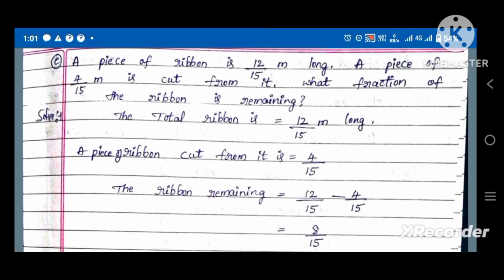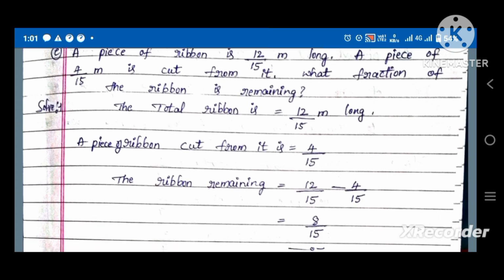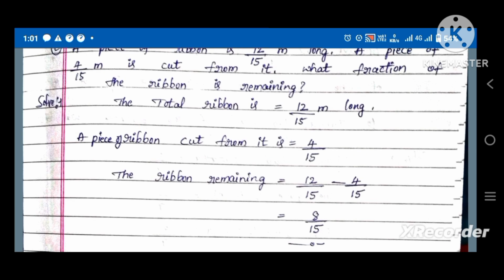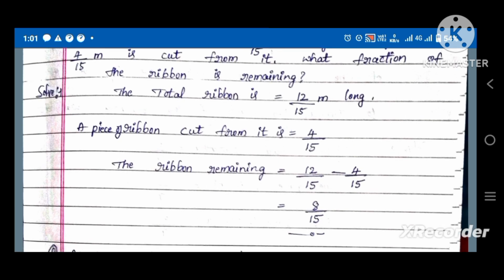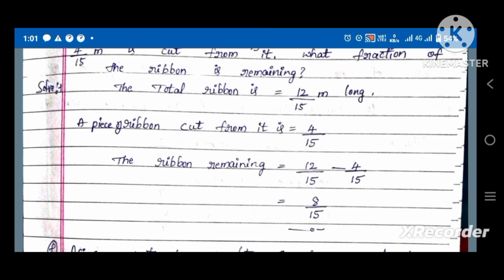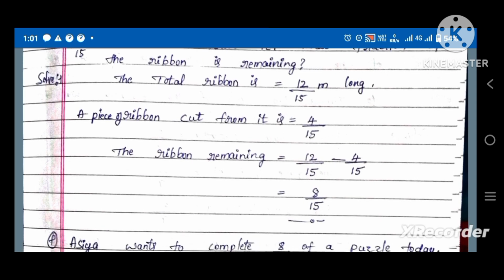Solve. The total ribbon is 12 by 15 meter long. A piece of ribbon cut from it is equal to 4 by 15. The ribbon remaining is equal to 12 by 15 minus 4 by 15 is equal to 8 by 15.